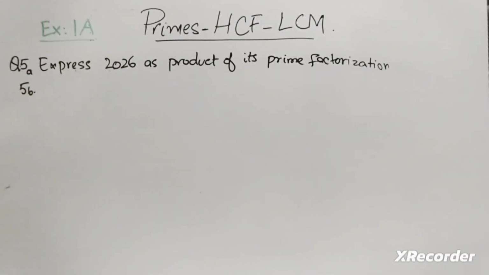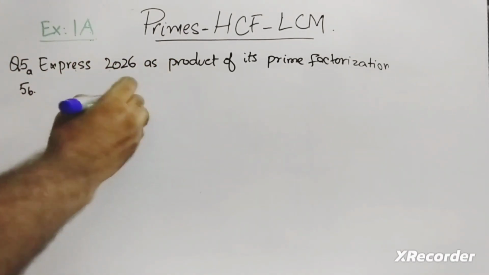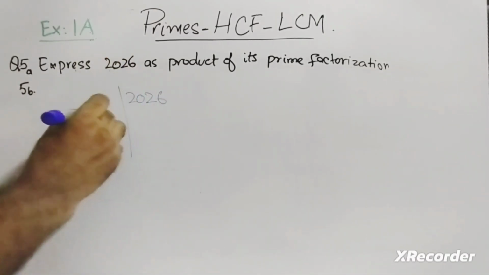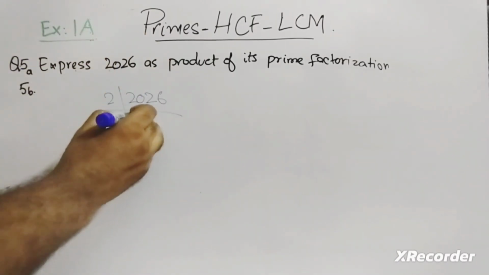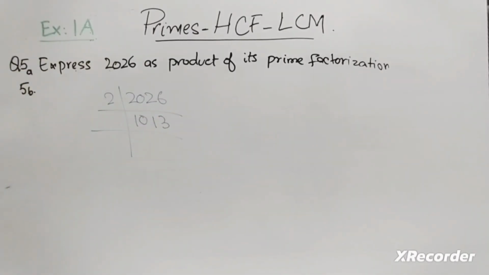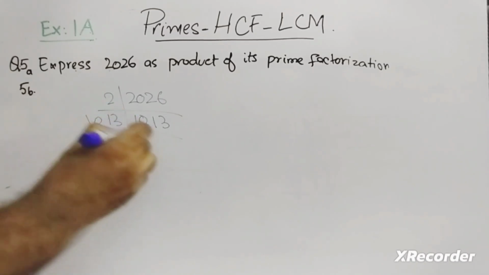Now moving towards question number 5. Express 2026 as the product of its prime factorization, and part B we will do later. Now for part A, for finding prime factorization we have to take the LCM of 2026 like that. Since it is an even number, we divide it by 2. Now 1013 is not divisible by any other number other than itself, so we can write it as 1013.